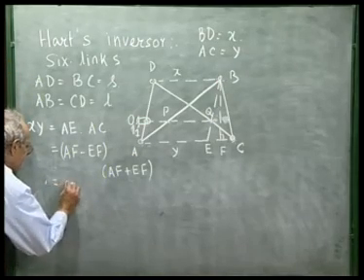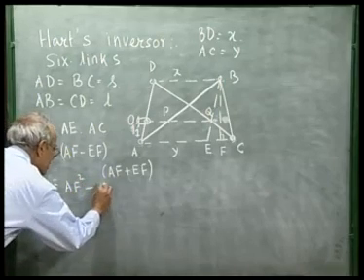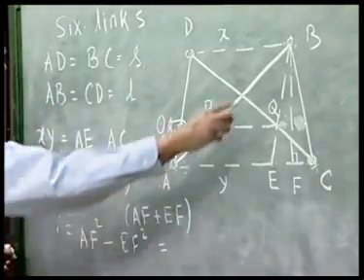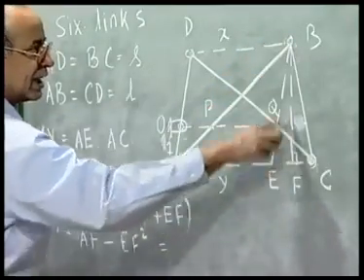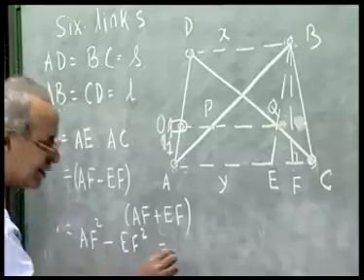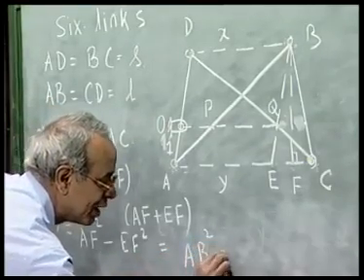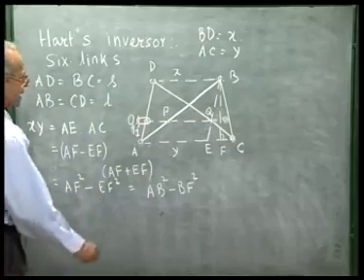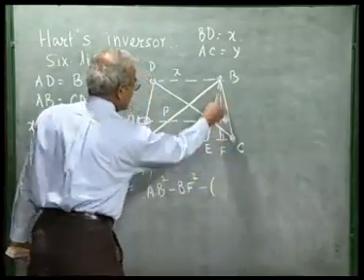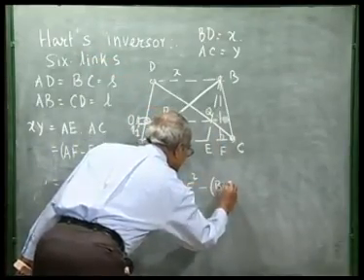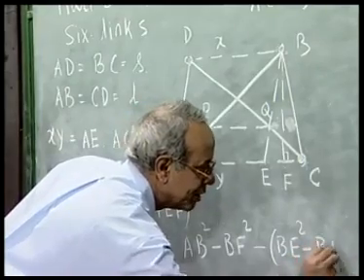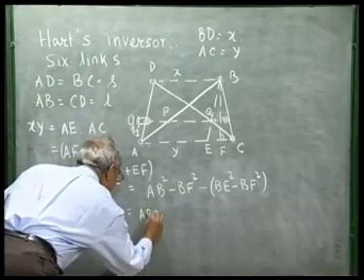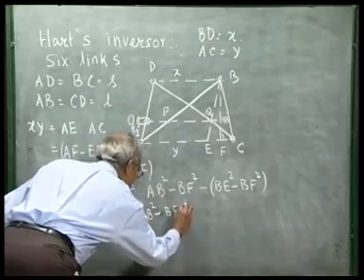So, this we get AF squared minus EF squared. Now, AF squared I can write, because ABF is a right angle triangle, from Pythagoras theorem, AB squared minus BF squared. Similarly, EF squared, from this right angle triangle, I can write BE squared minus BF squared. So BF squared cancels, we get AB squared minus BE squared.